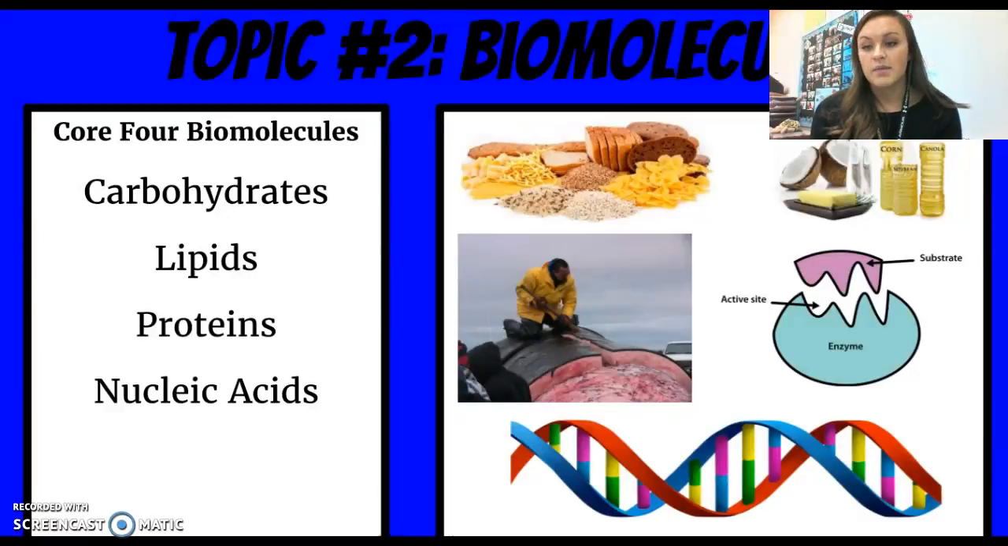All right, our next topic. Module 1 went by super fast. Module 2, or topic number 2, was talking about biomolecules. The core 4 organic biomolecules needed for life are carbs, lipids, proteins, and nucleic acids. We can find carbs in things like starches and breads and pastas. We can find lipids in fats and oils.